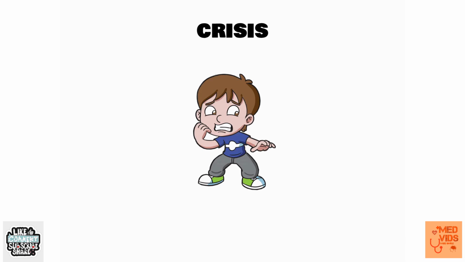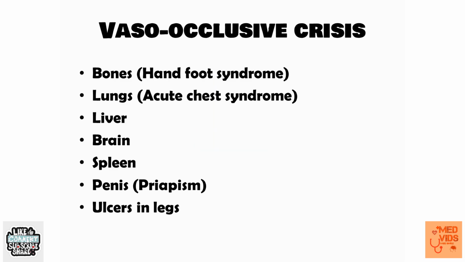So there are various crises which happen in sickle cell anemia, and these are actually very important to understand. So first of all, the most important crisis of all, which we all must know, is vaso-occlusive crisis. Okay, so this is because of occlusion of the blood vessels by the abnormal sickle cells. Okay, so this can affect various organs. I'll talk about everything in detail. Okay, it's very easy. Just keep following.